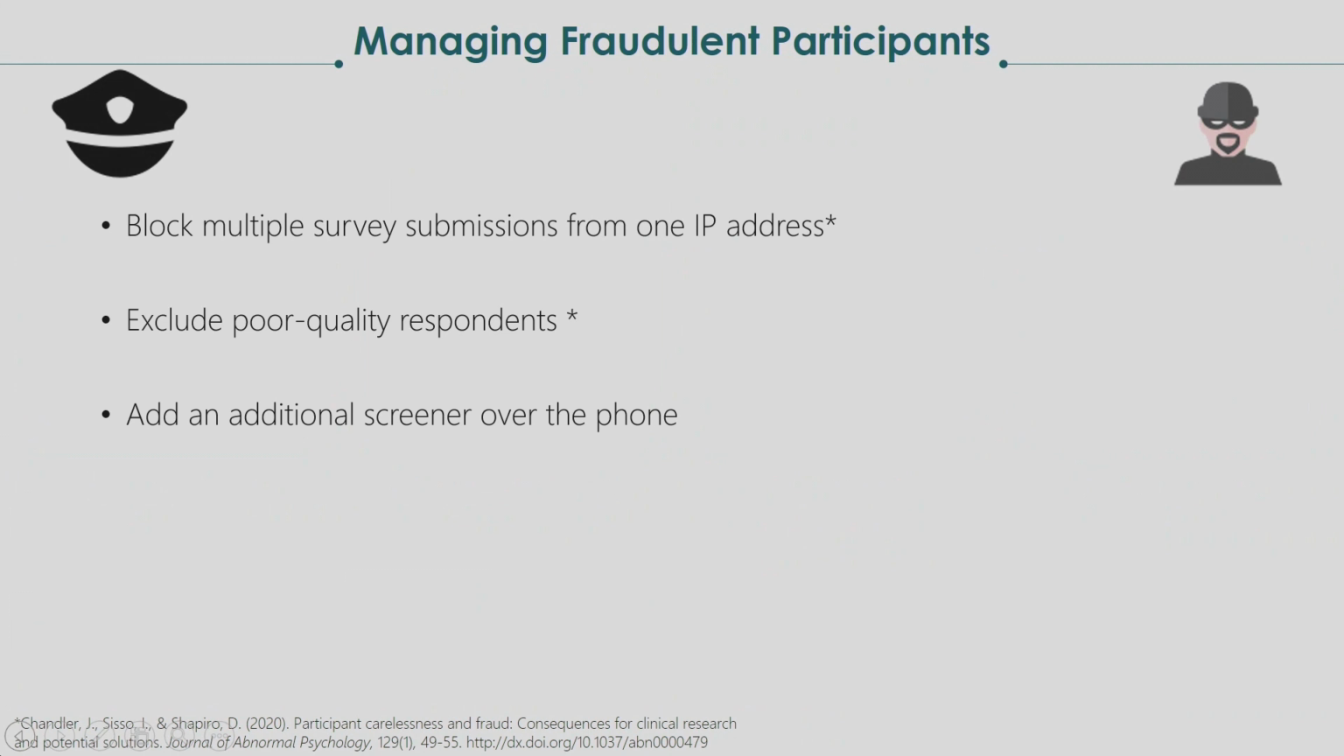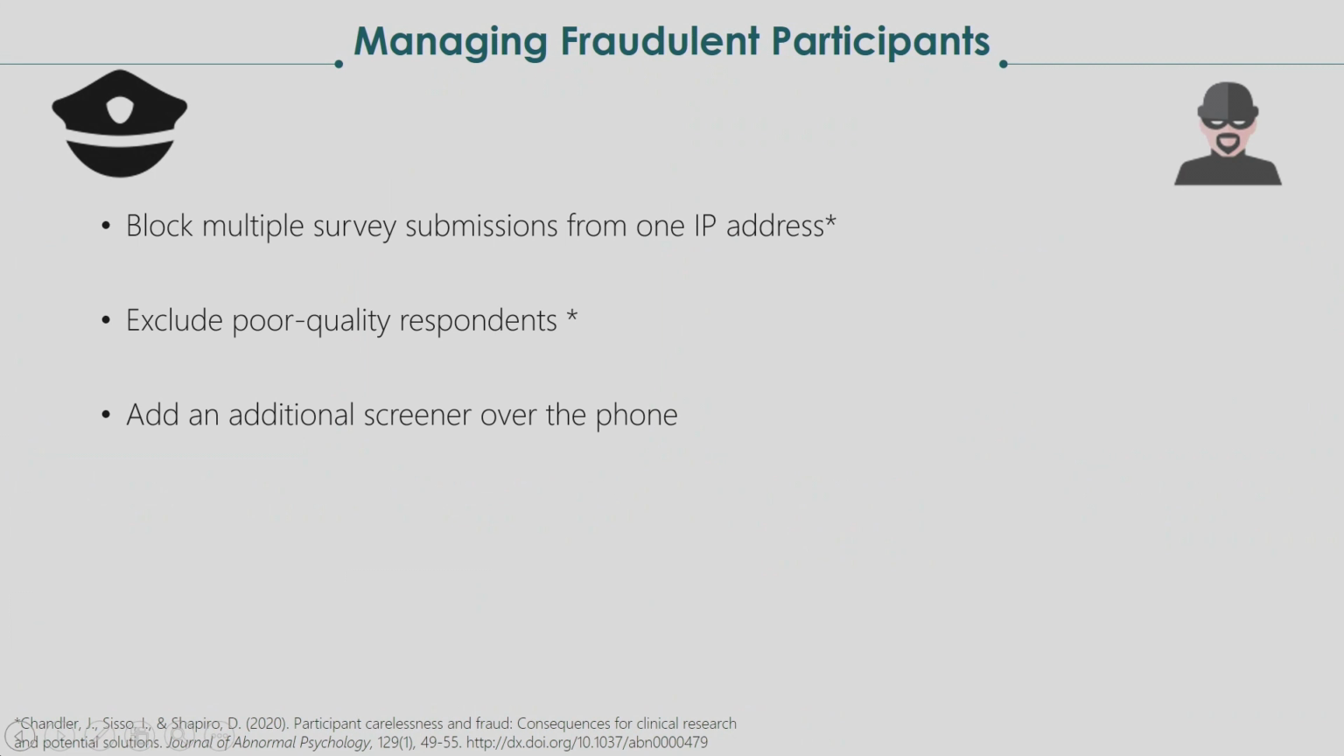Another form of contact is to add an additional screener over the phone. So what we end up doing is, we will see anybody that's a red flag to us or potentially eligible, and we reach out to them. So regardless of whether they seem fraudulent or real, we do give everybody a second screener, and we do so over the phone. We'll email them, ask them for their phone number, and then we'll schedule a phone call with them.